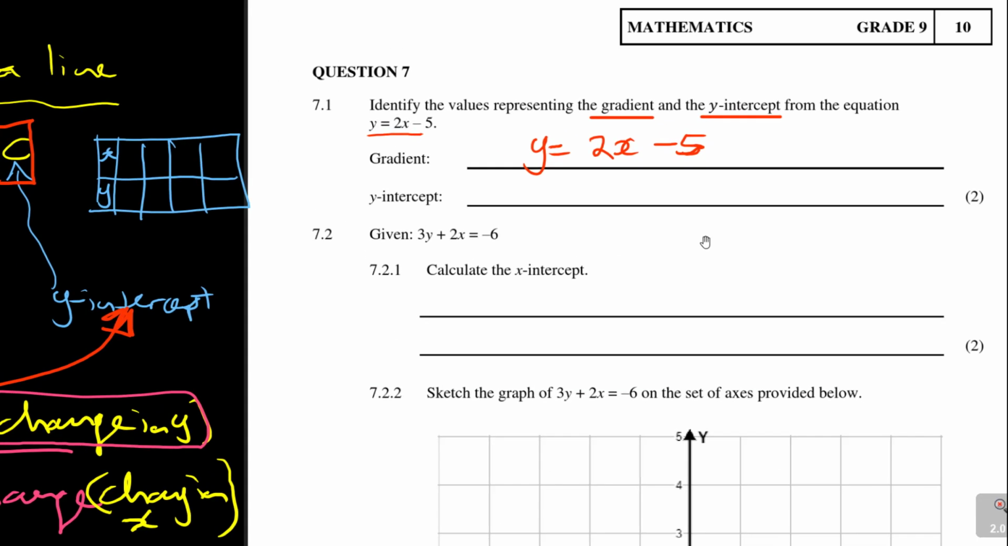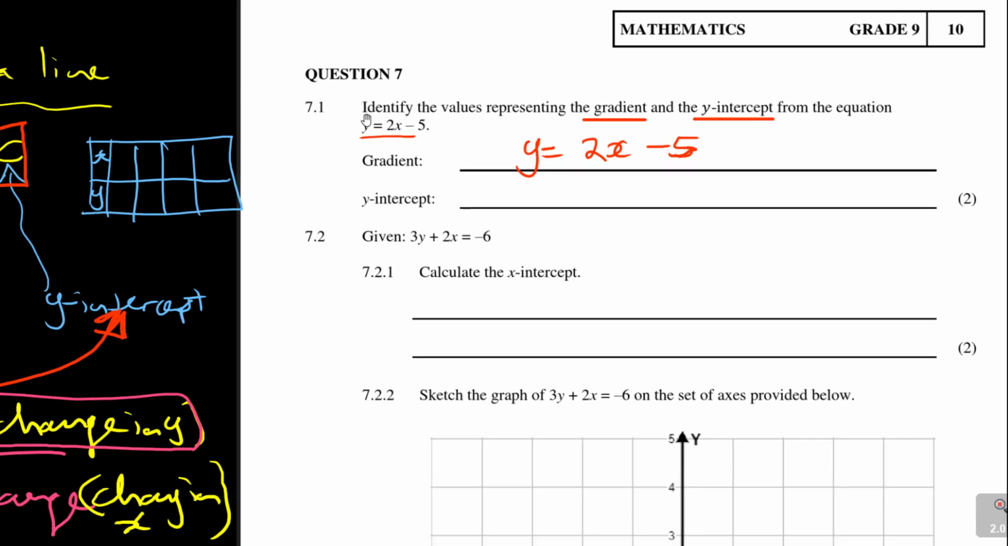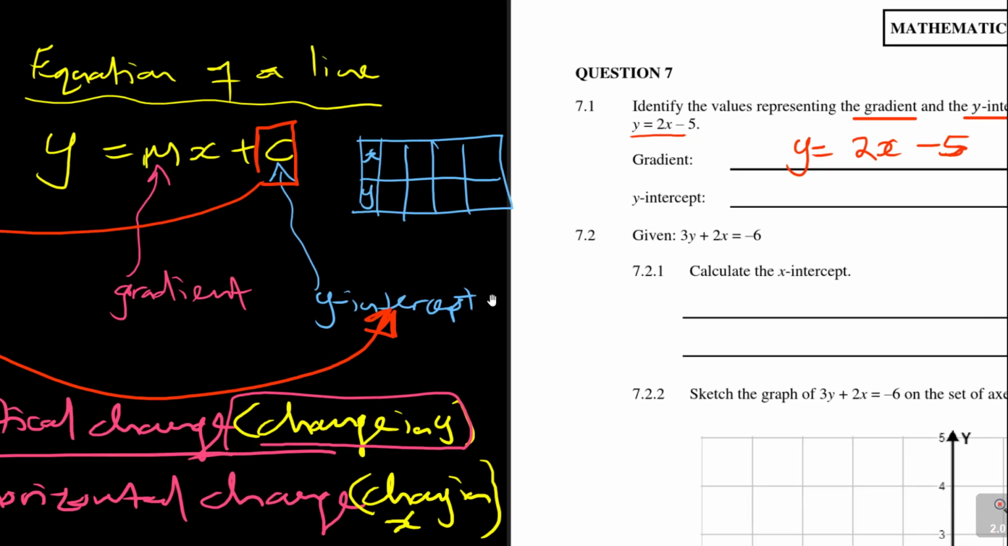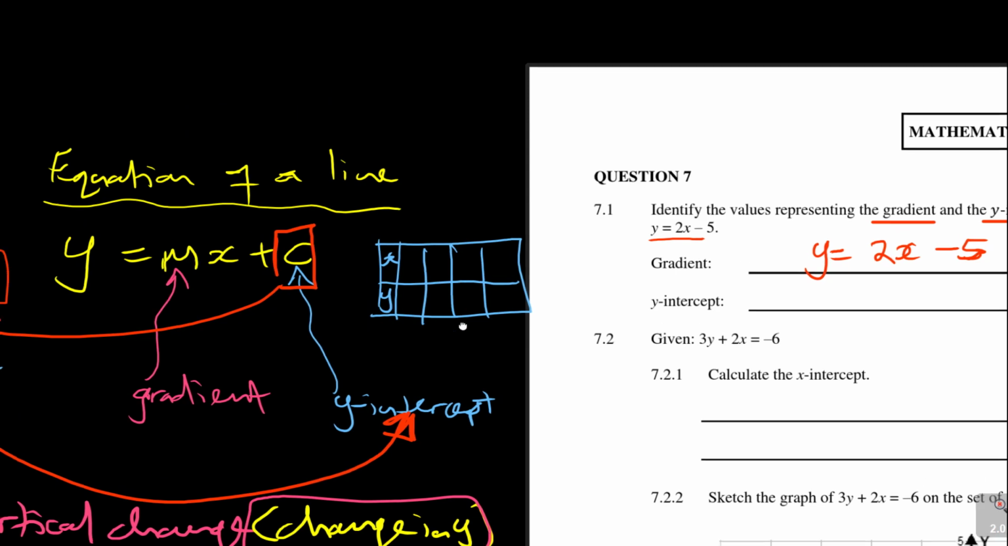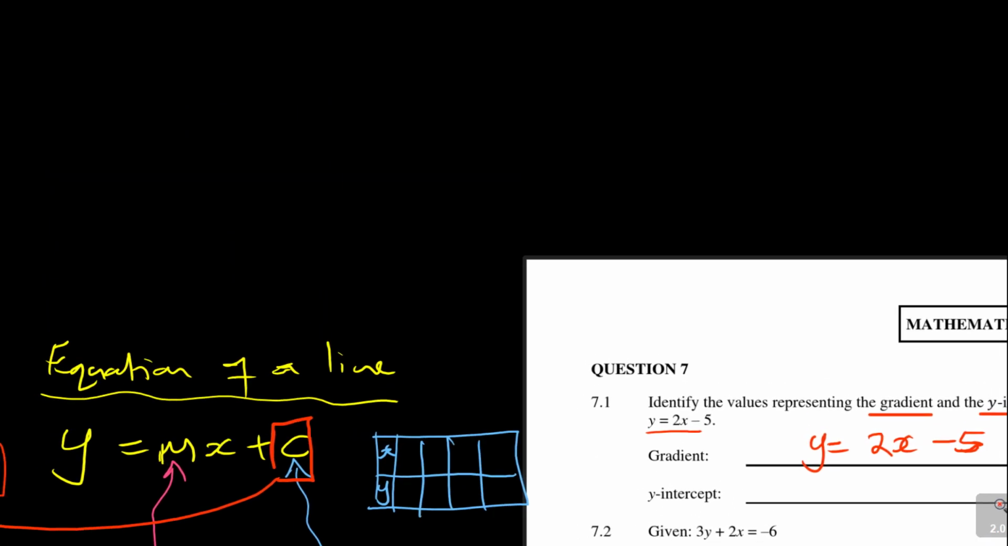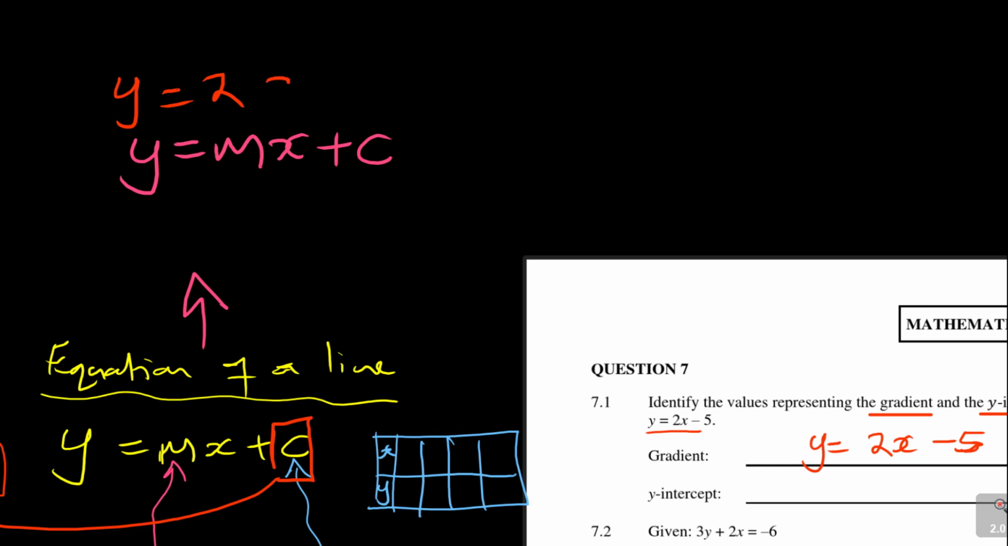Here they are saying identify the values representing the gradient and the y-intercept from the equation. So we're back here. If we compare this equation, let me write it again from what I said. I said the equation of a line is y is equal to mx plus c. And then they gave us that one, which is y is equal to 2x minus 5.